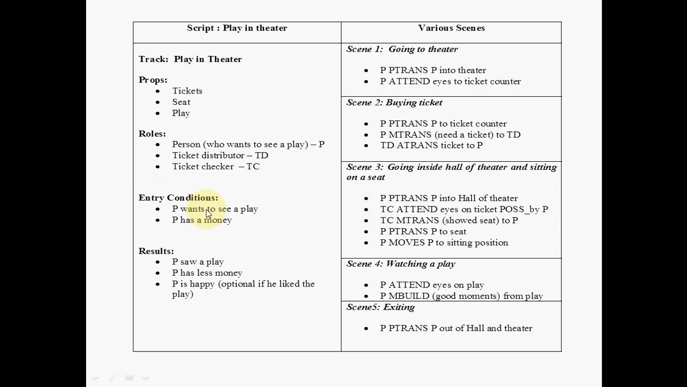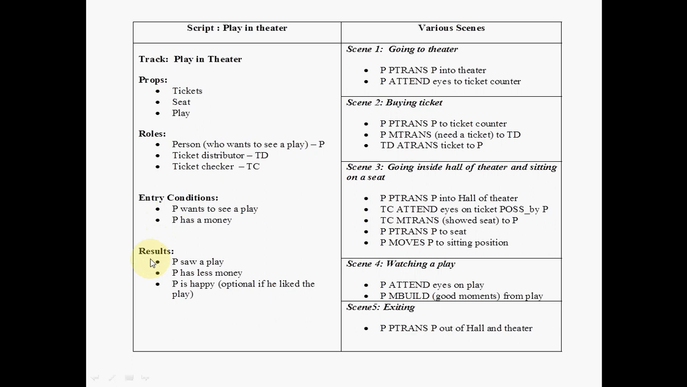Entry conditions. What are entry conditions? Entry conditions are the conditions that should be true before the script is executed. You will execute this play in the theater script only if P, the person who wants to see the play, wants to see a play. That should be the entry condition for the script. And it is not only important that you are interested in watching a play, you should also have money in your pocket. So P has money. Only when these two conditions are satisfied can you run this script. Then only can you go to the theater and do the activities.